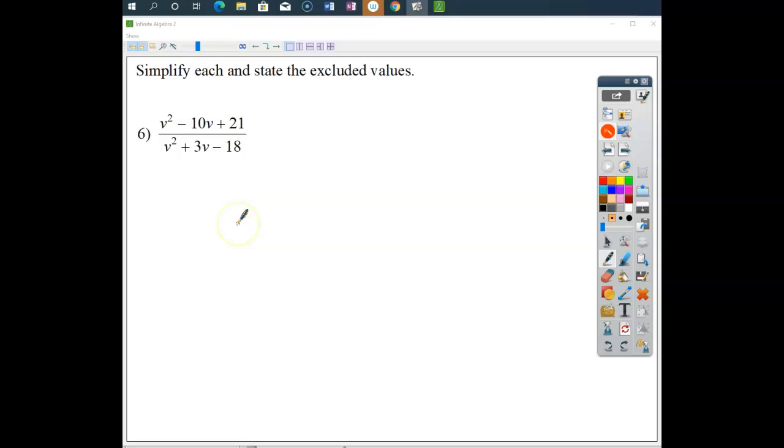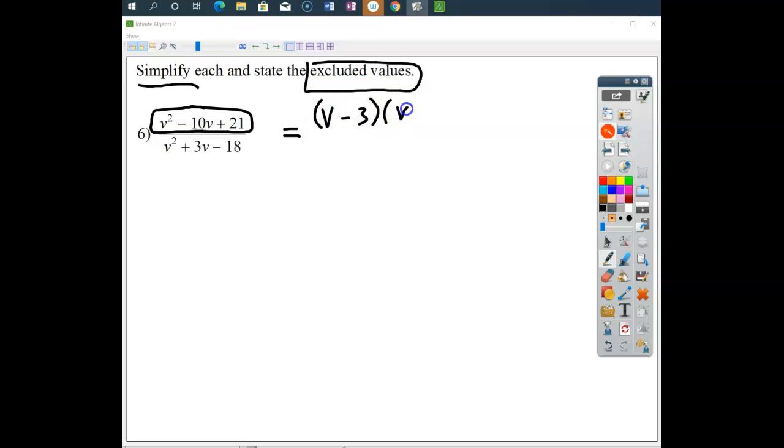Okay, so for number 6, this one would be repetitive if it weren't for the fact that I want you guys to know how to state the excluded values. I'm still going to simplify it, but there's really nothing new to that. That's kind of like what we've already done. So to simplify it, basically we factor the top and the bottom. So if I factor the top, I get v minus 3 times v minus 7, and that would be a box method. And if I were to factor the denominator, I would get v plus 6 times v minus 3.